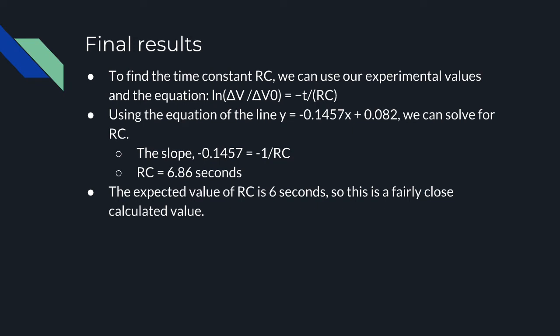Using the equation of the line from our graph, y equals negative 0.1457x plus 0.082, we can solve for RC. So the slope, negative 0.1457, is equal to negative 1 over RC. Thus, RC equals 6.8 seconds. The expected value of RC is 6 seconds, so this is a fairly close calculated value.